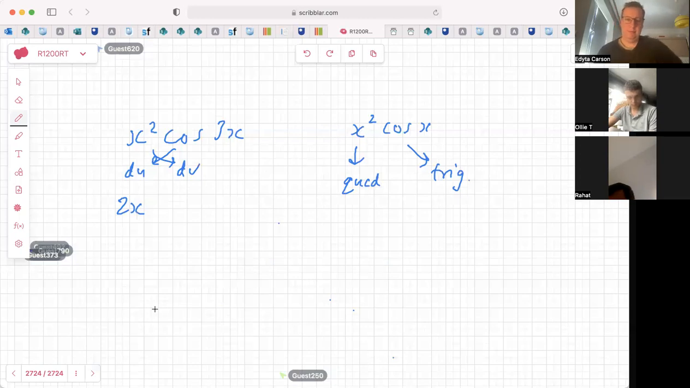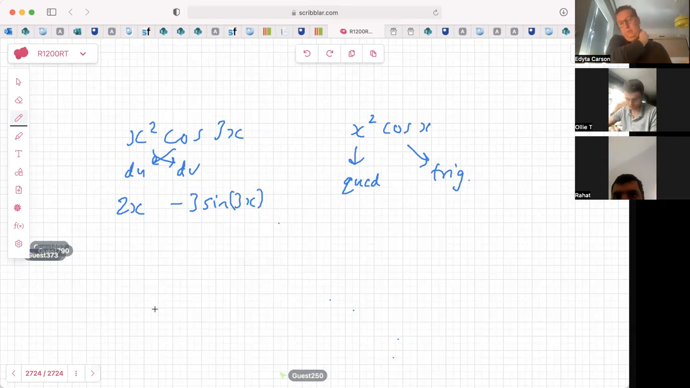I got minus 3 sine 3x. Yeah, so cos differentiates to minus sine, and 3x differentiates to 3, so just times them all together. We get minus 3 sine, and the 3x is unaffected.